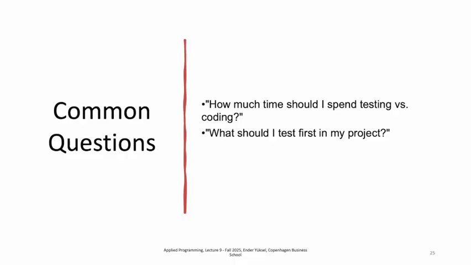Start where the risk is highest and the value is greatest. Ask yourself, if this breaks in production, how bad will it be? Test those things first. How do I know if I have enough tests? There's no magic number, but here are some indicators. You probably have enough tests if your code coverage is 70 to 80% for business logic. If all critical paths have tests.